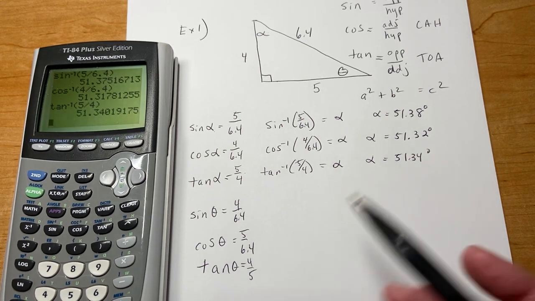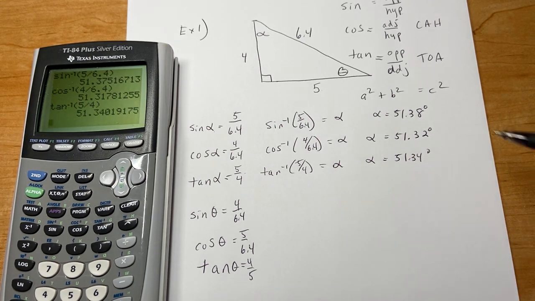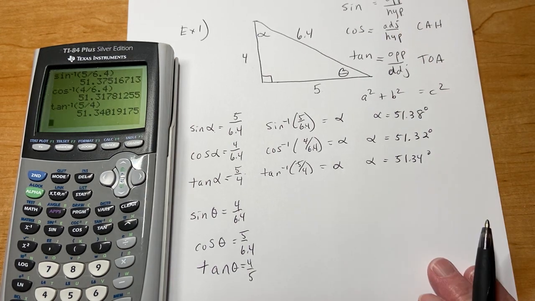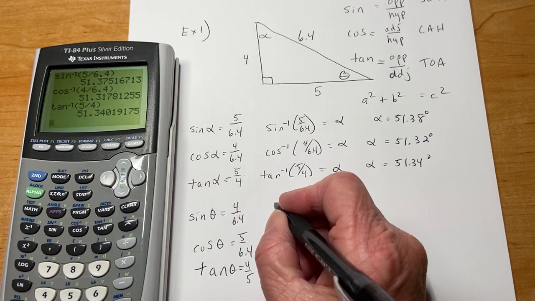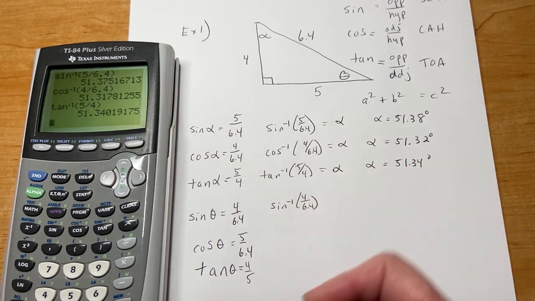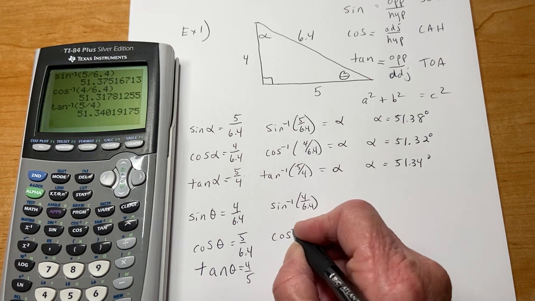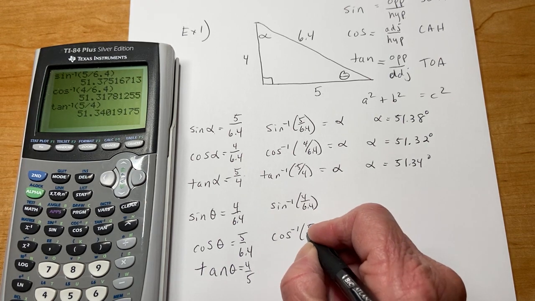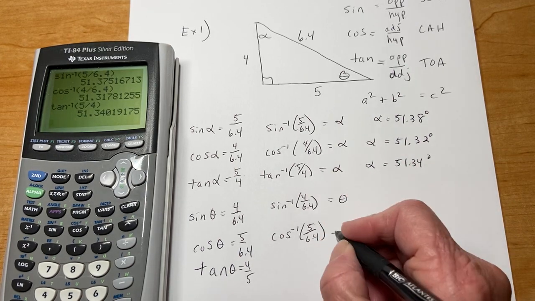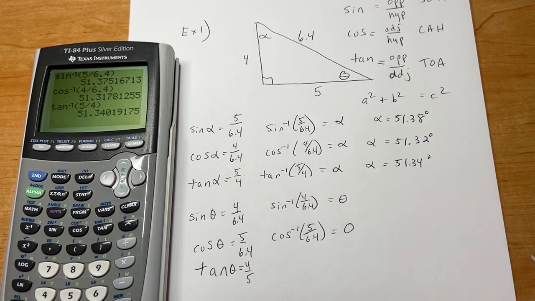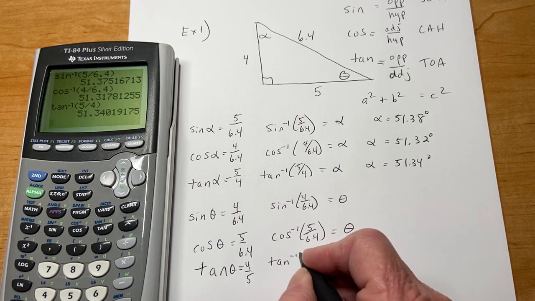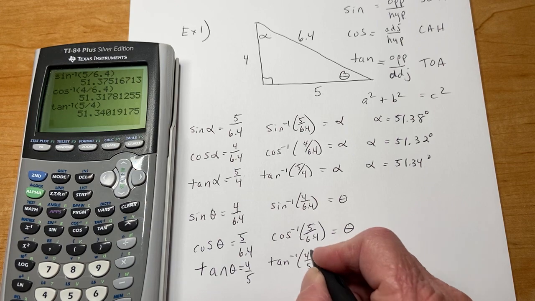Okay, let's find this. Well, we could do this really easy. I know alpha's around 51.3. I could just simply subtract it from 90, but I need you to practice. So in this one, sine to the minus 1, 4 over 6.4. Make sure you're practicing on these calculators as you write these down. Cosine minus 1, 5 over 6.4. And these equal theta. These are equations, by the way, so you have to work the sides just like you would in any other thing. Tangent minus 1 of 4 over 5 will equal theta.